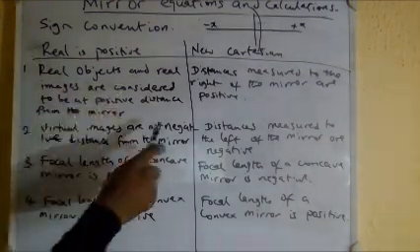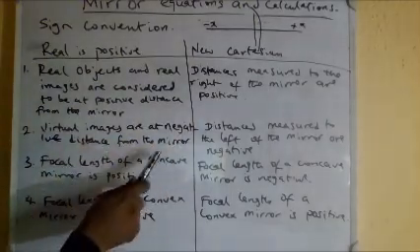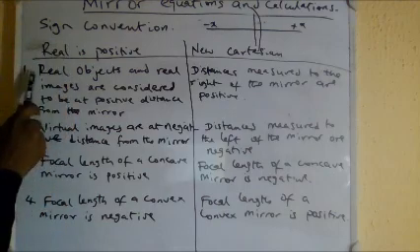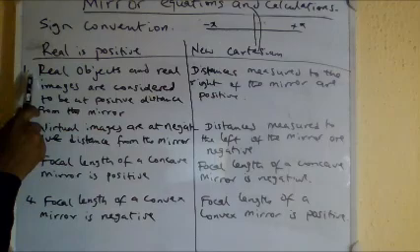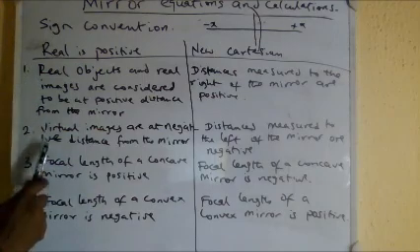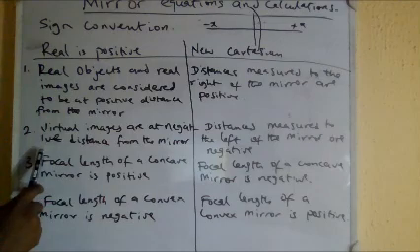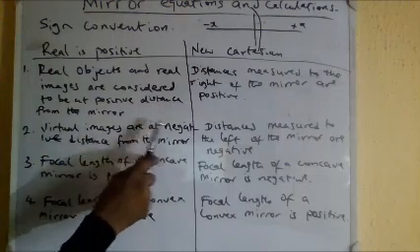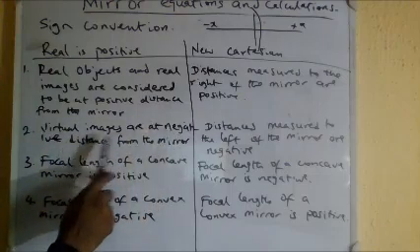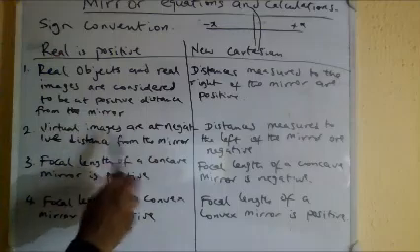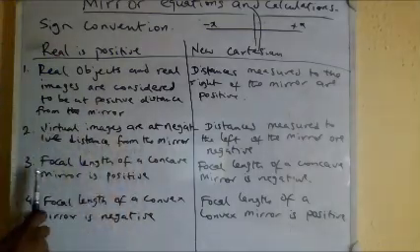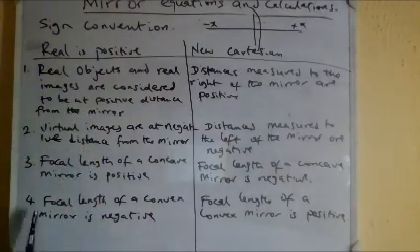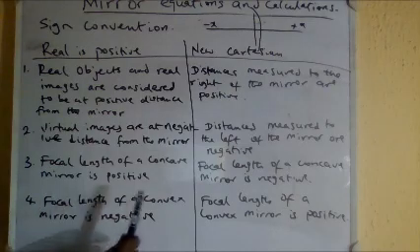virtual images are negative distance from the mirror. So for the real-is-positive, the first one, real objects and real images are considered to be positive. Sorry, virtual images are at negative distance from the mirror. So when you get virtual images, it's negative. For real, it is positive. Focal length of a concave mirror is positive. And for this one, again, focal length of a convex mirror is negative.